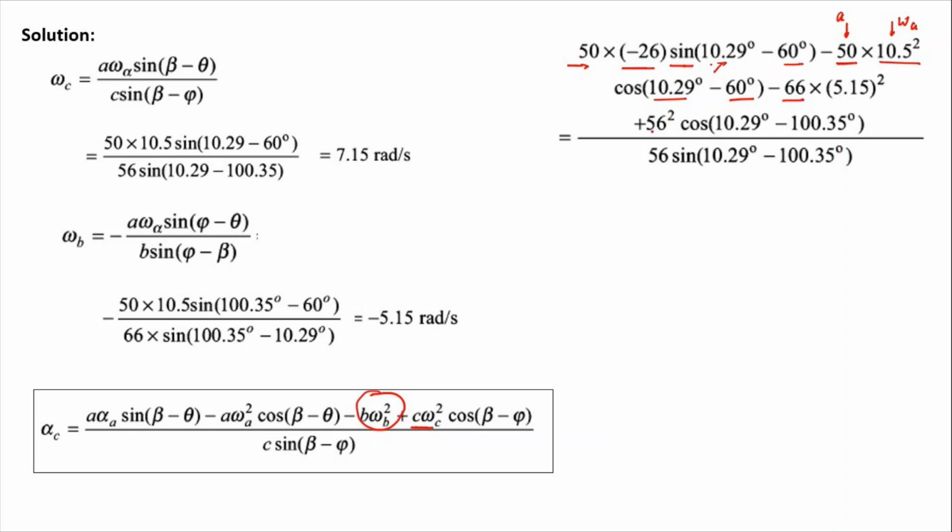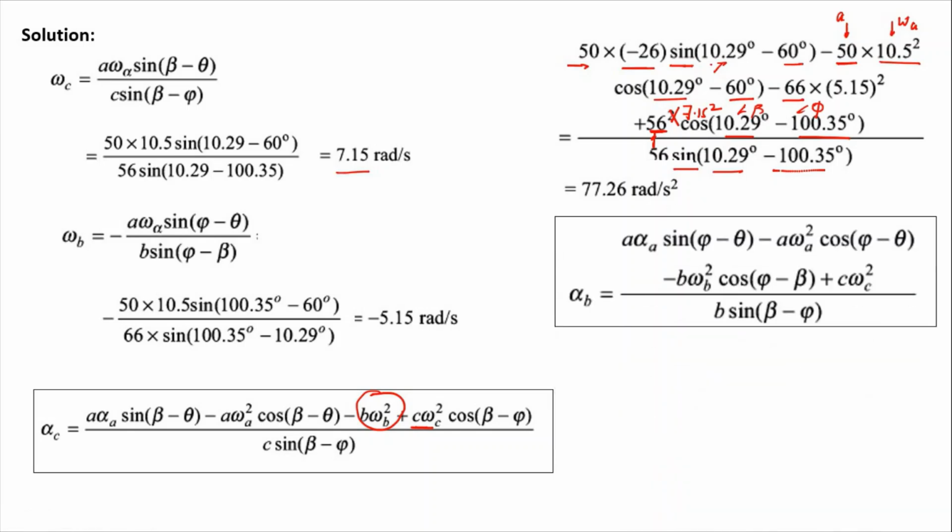So this is C. A little bit of correction here. So this is C, 56, multiplied by omega C square, that is 7.15 square, multiplied by cos of (10.29 degree minus 100.35 degree). So again this is cos of (beta minus phi), this is your beta and this is your phi. Divided by again C sine(beta minus phi). So C is 56, then sine of (10.29 minus 100.35). So from here we can calculate the acceleration value as 76.26 radian per second square.